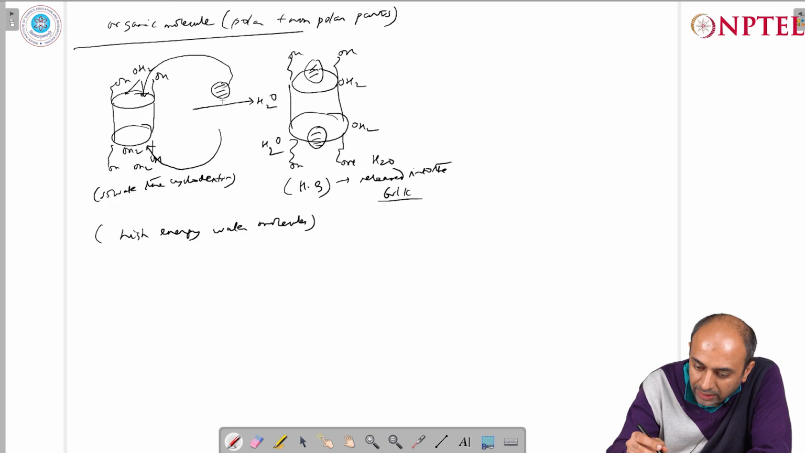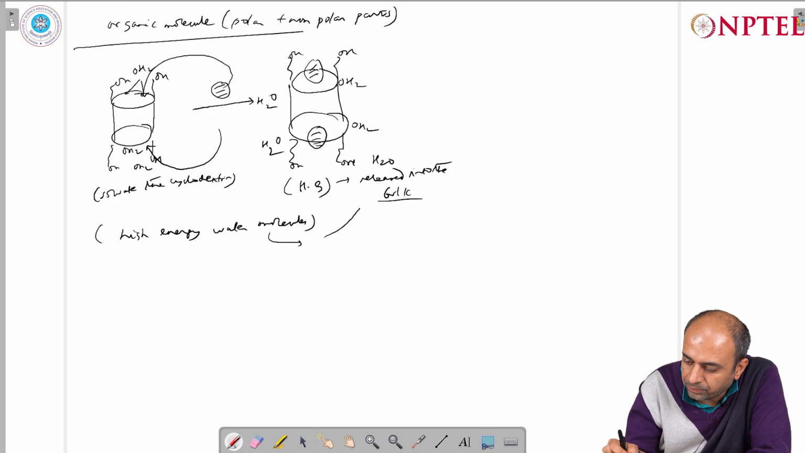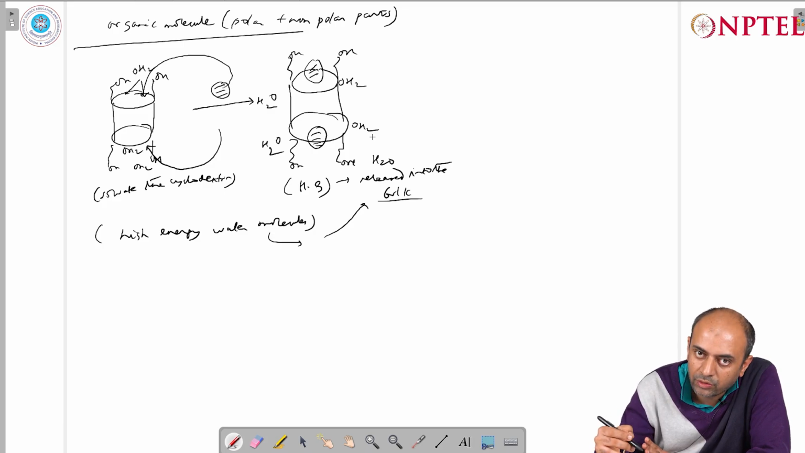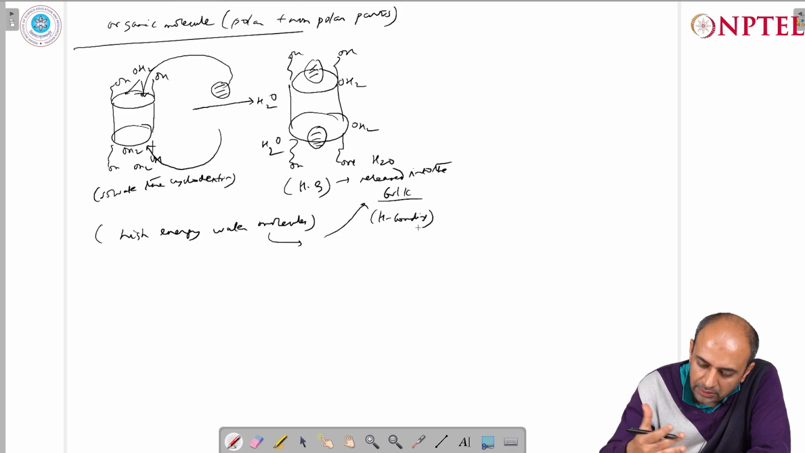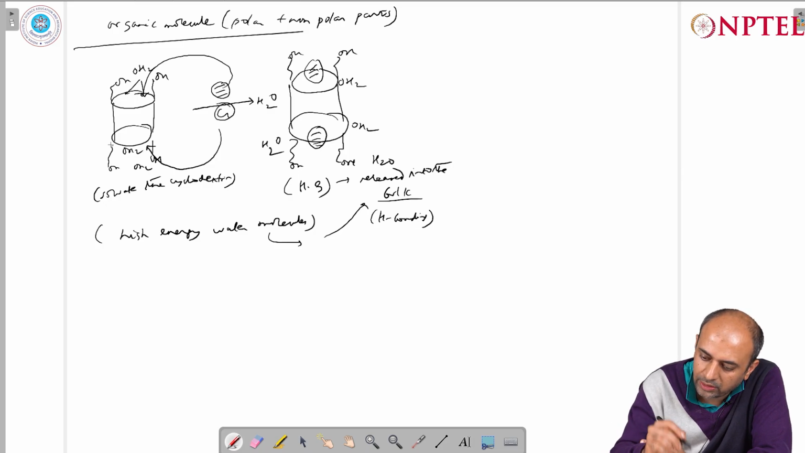When the guest now complexes with the cyclodextrin, these high energy water molecules are released into the bulk, and there they are in a much more stable environment because they form extensive hydrogen bonding with themselves. So hydrogen bonding between the water molecules in the bulk stabilizes them, and the guest also gets stabilized because of favorable hydrophobic interactions, because the guest can have hydrophobic parts which interact with the hydrophobic parts of the cyclodextrin cavity, and therefore the guest also gets stabilized in the host cavity.